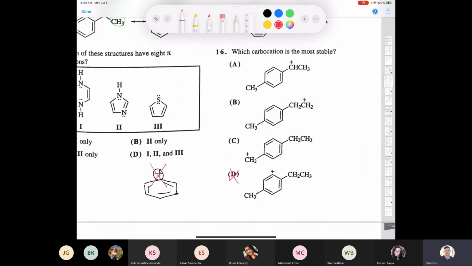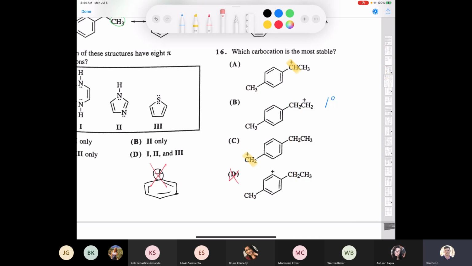If we look at B, it's a primary carbocation, so that's also not going to be very stable, is it? But if we look at A and C, you remember that the position directly attached to an aromatic ring is a benzylic position, right? This is benzylic. This is benzylic. Any group that's attached directly to an aromatic ring is considered a benzylic position. And we also discussed how benzylic carbocations are very stable.